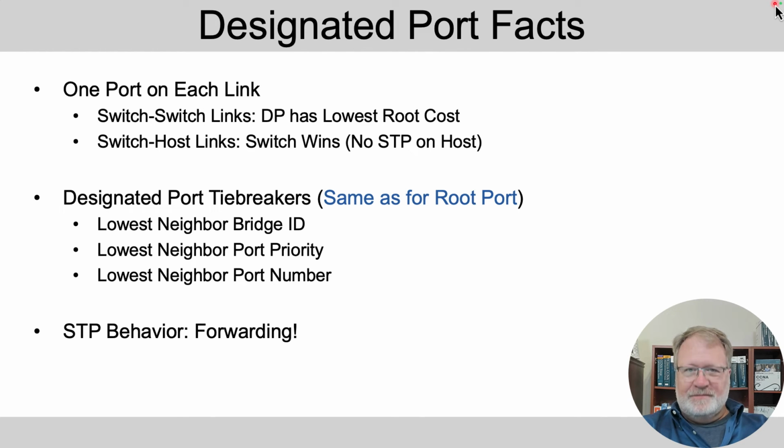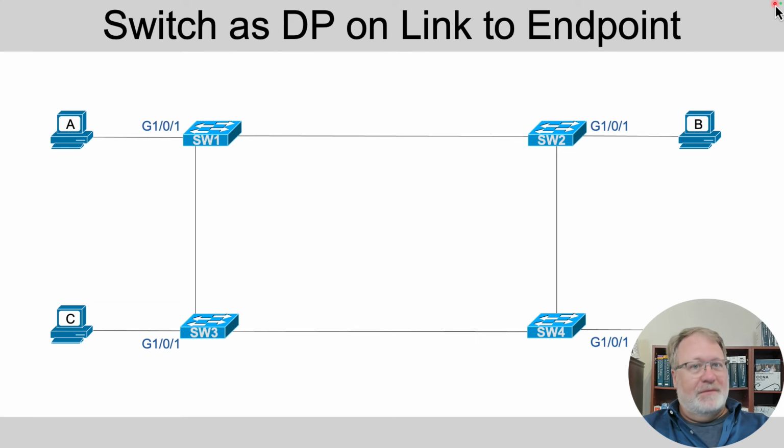And then finally, once you've identified a designated port, you should also know that its state, that is what it does, is forwarding. So root ports forward, designated ports forward, and ports that are neither a root port nor a designated port, they block. Their state is blocking. And that's how spanning tree creates the spanning tree, so we can understand it. All right, so let's do an example.